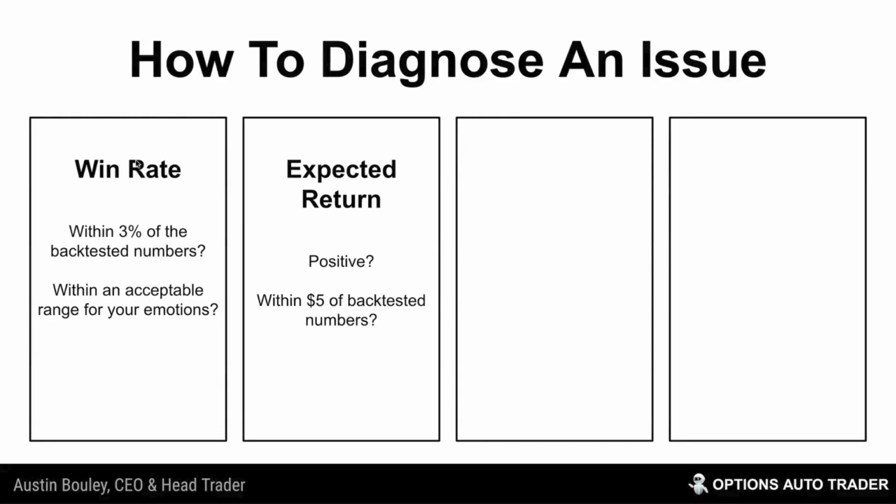And again, for win rate, just within 3% of the backtest numbers, acceptable range. For expected return, just make sure it's positive. I ideally like to see anything over 50. When I'm trading with larger size, like a one-on-one on futures, I like to see anything above 100, 200, 500 is ideal, but 50 should be your minimum standard. Why? Because if you're trading shorter term trades, you want to make sure you're above 50 because of commissions, right?